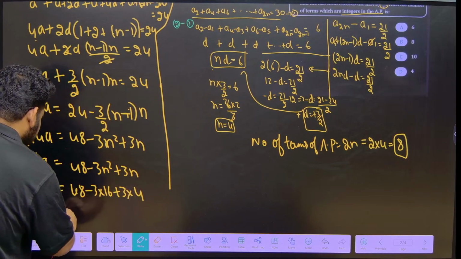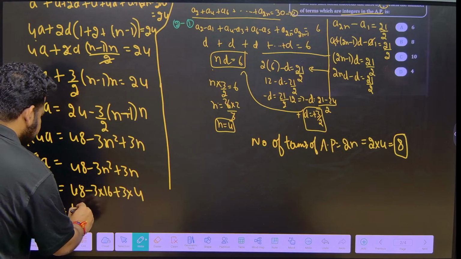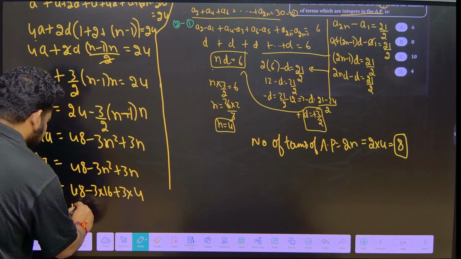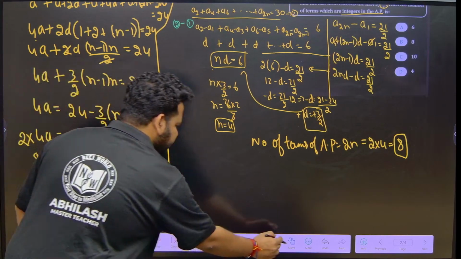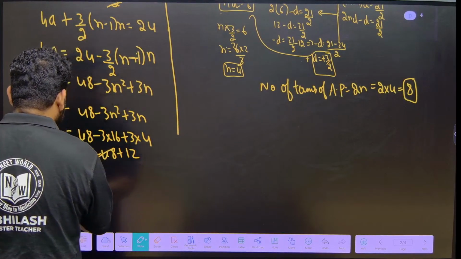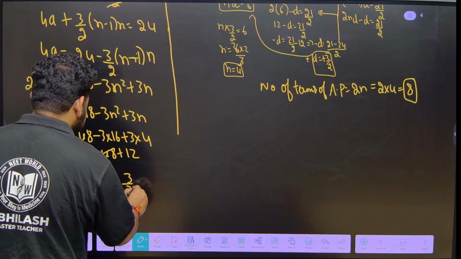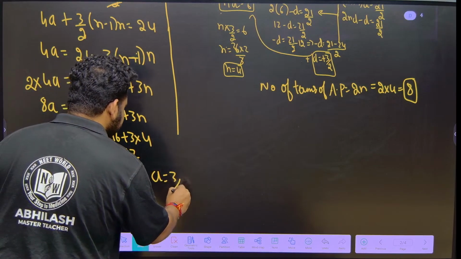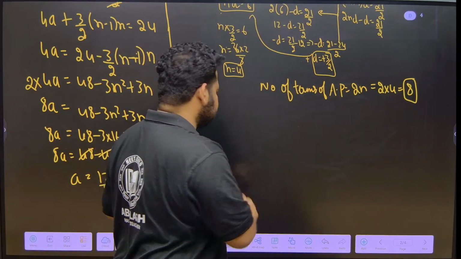8A is equal to 48, this is 16 into 3 is 48, minus 48 will become 0. 3 4s are 12. So 48 minus 48 I can cancel, and this gives us A is equal to 12 by 8, that is 4 3s are 12, 4 2s are 8. So A will be 3 by 2. So finally we got D is equal to 3 by 2 and A is equal to 3 by 2.